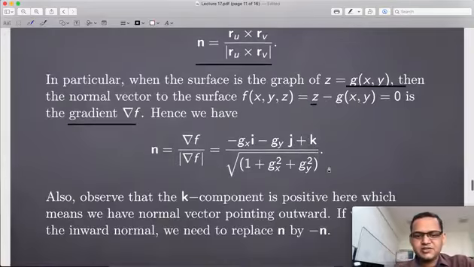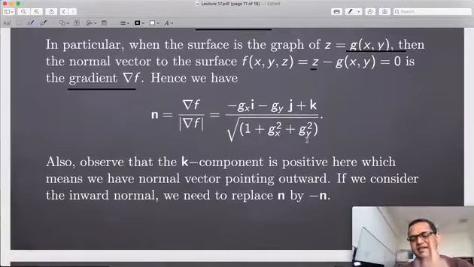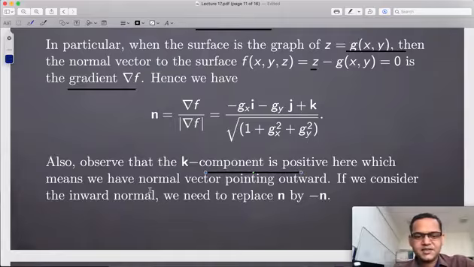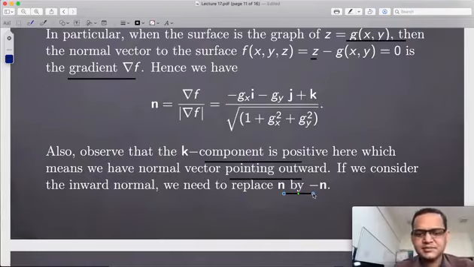This also tells you something: the component function here is a positive constant. So this is basically telling us that in the k direction, the normal is moving in the positive k direction. This is why we say that the component is positive, and hence the normal vectors are going to point outward. So this is a positive orientation. If you want the normal pointing downward, then you have to replace n by minus n. These are some things you have to keep in mind about orientation.